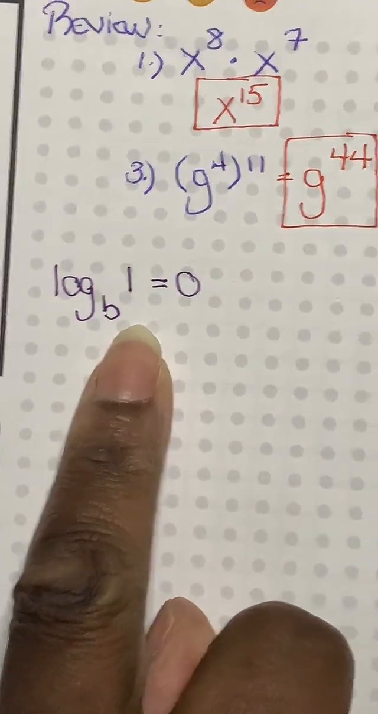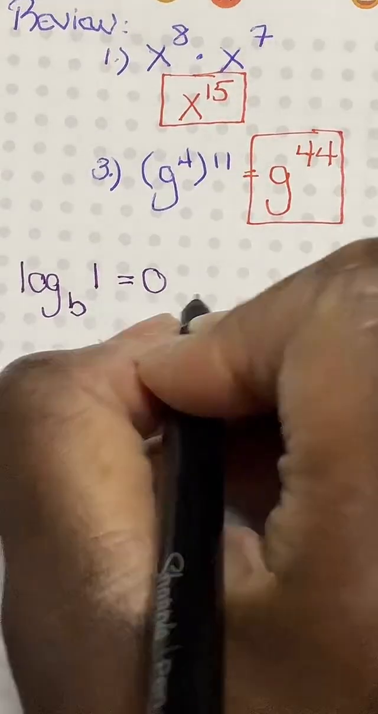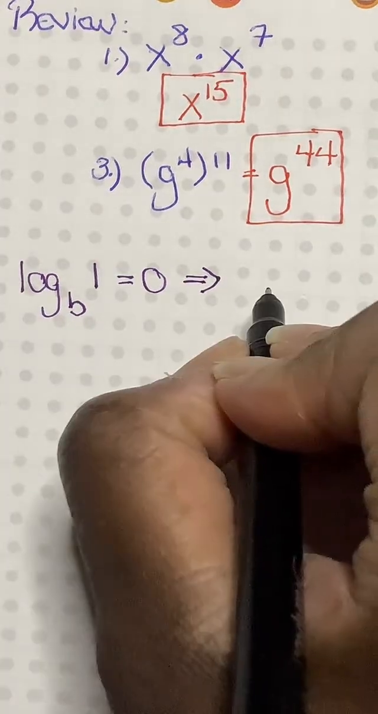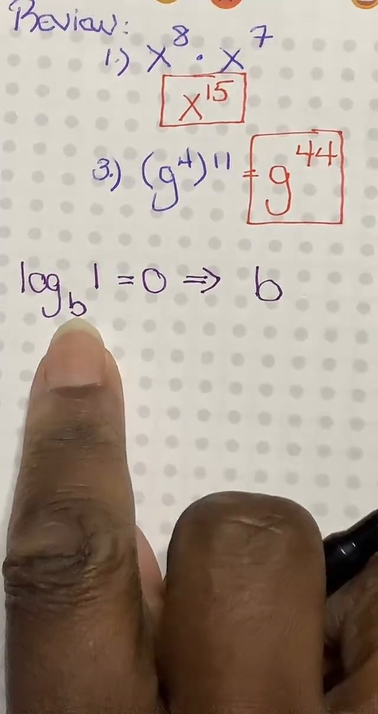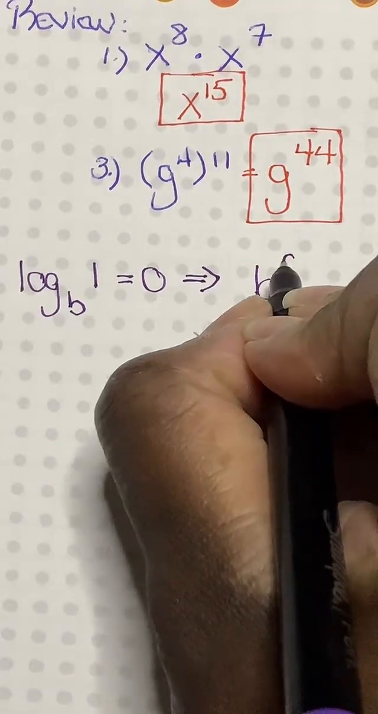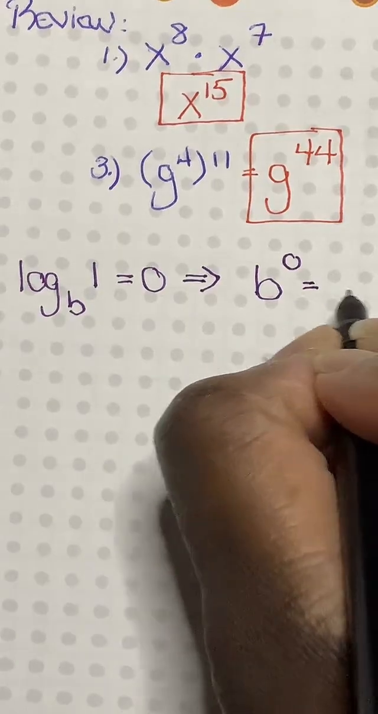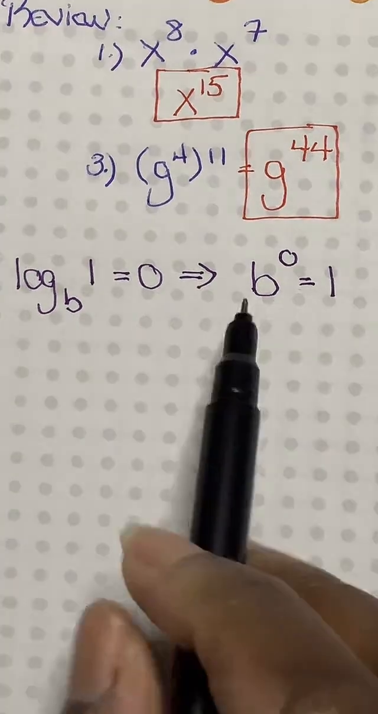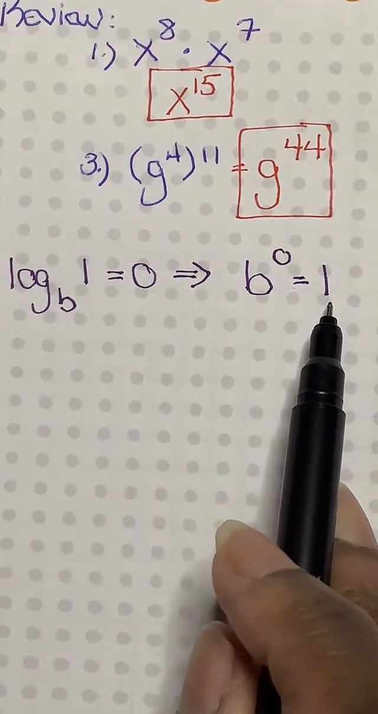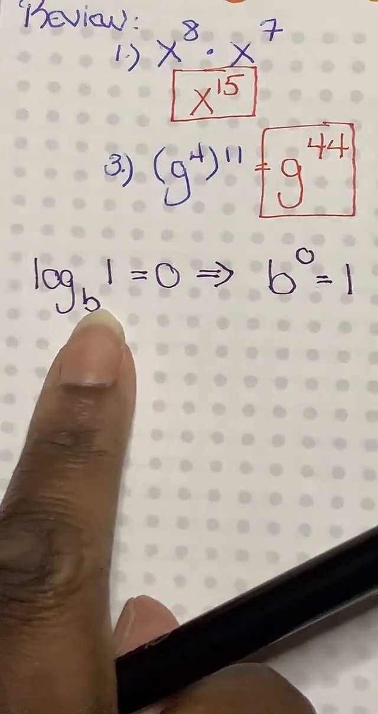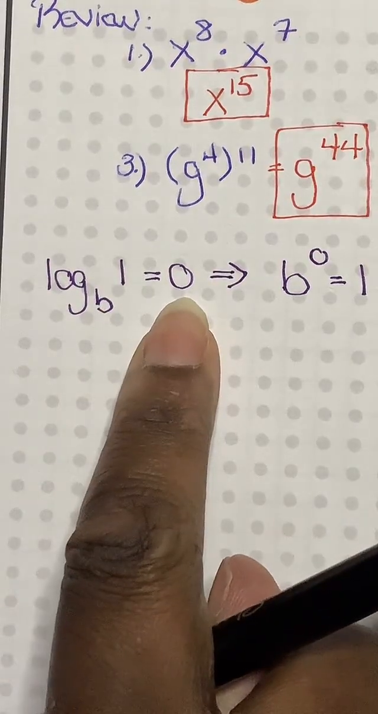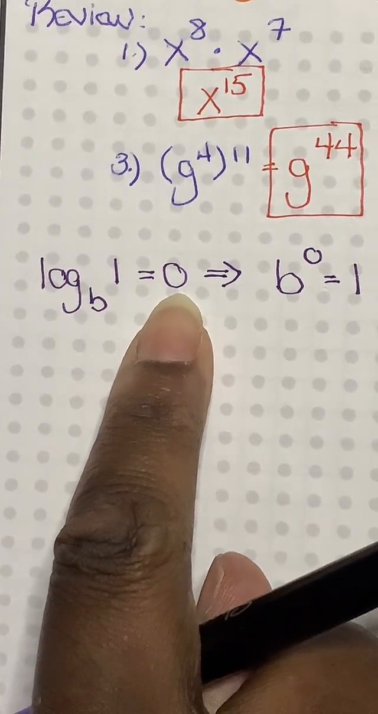If I change that from a log to an exponential, this is exactly what it would look like. I would have my base. My exponent is always what is after the equal sign, and it's going to equal the result, which is 1. So we know that anything raised to the 0 power is going to equal 1. So that's why log base b of 1 is going to equal 0, okay?